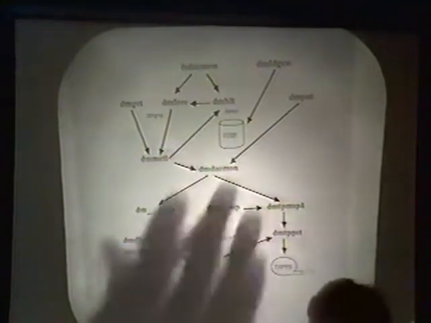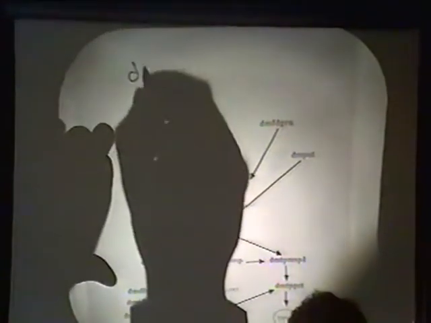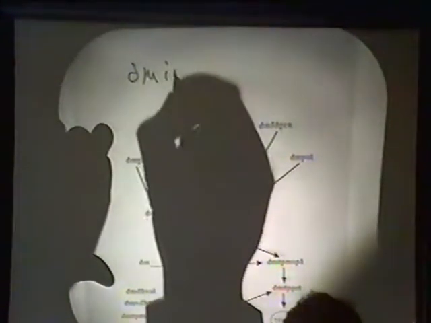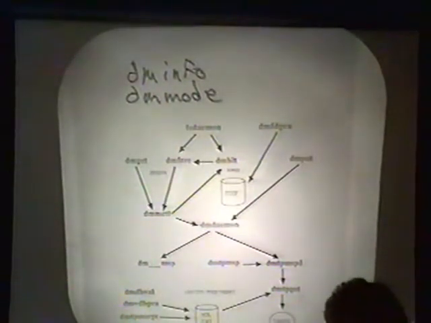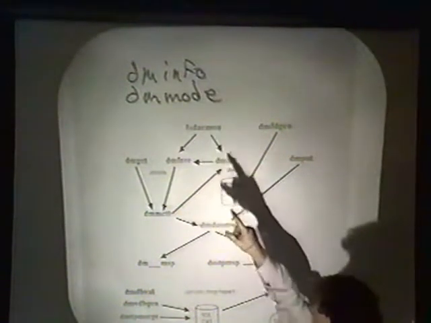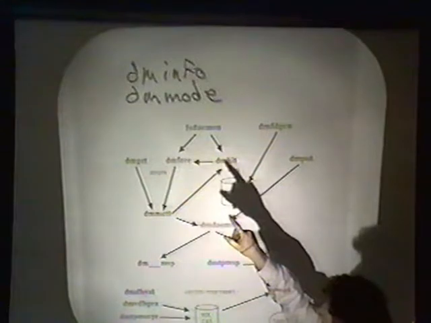And this is still a kind of a preliminary drawing of what's going on with the archiving system and the way it works. And there are two other user commands that are not mentioned here, dm info and dm mode, that are also user commands to tell us about the files. There are four user commands: dm info, dm mode, dm get, and dm put.